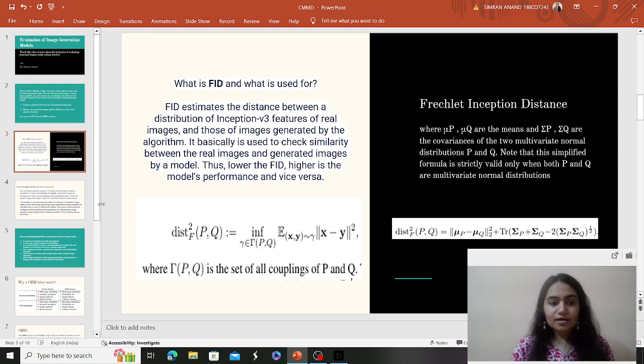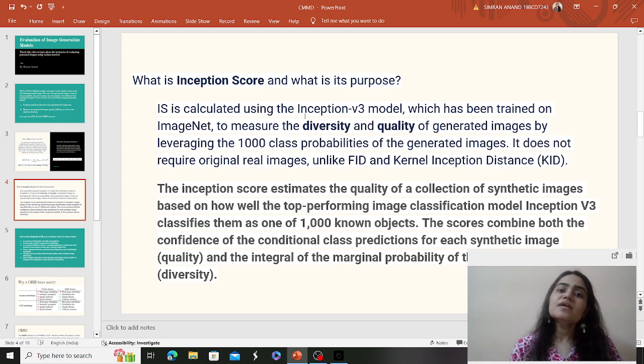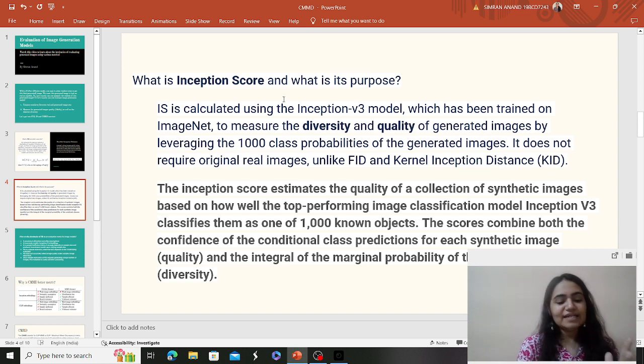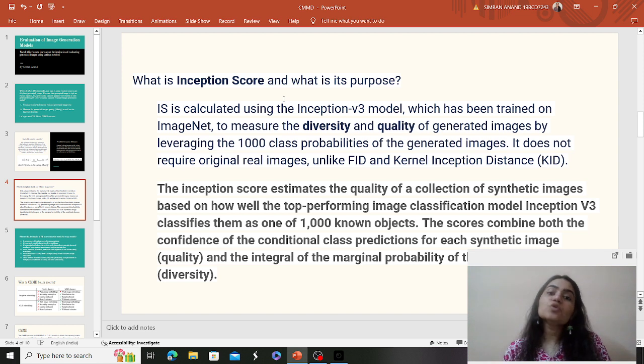Let me go to the next slide, which is the Inception Score. So this is one metric, FID. We'll do a comparative review of all of them, Inception Score, FID and CMMD, and come to a conclusion on which metric performs the best and is the most reliable for evaluating the performance of your image generation models like GANs, diffusion models, and so on.